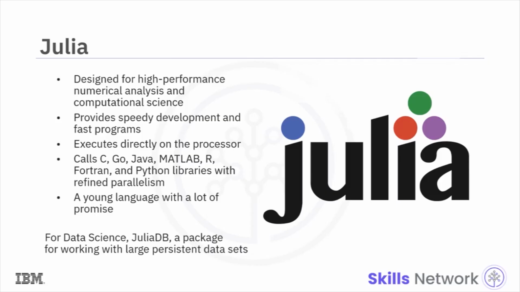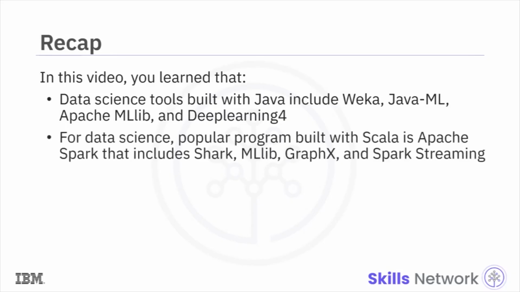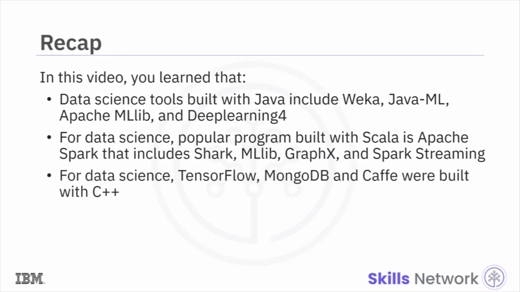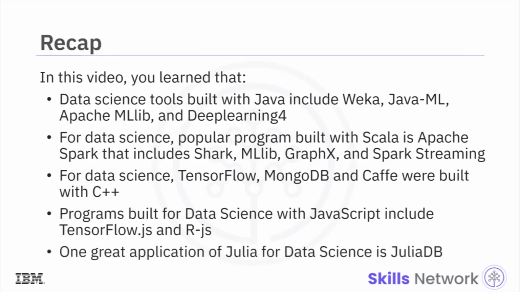persistent datasets. In this video, you learned that data science tools built with Java include Weka, Java ML, Apache MLlib, and Deep Learning 4. For data science, a popular program built with Scala is Apache Spark that includes Shark, MLlib, GraphX, and Spark Streaming. For data science, TensorFlow, MongoDB, and Caffe were built with C++. Programs built for data science with JavaScript include TensorFlow.js and RJS. And finally, one great application of Julia for data science is Julia DB.